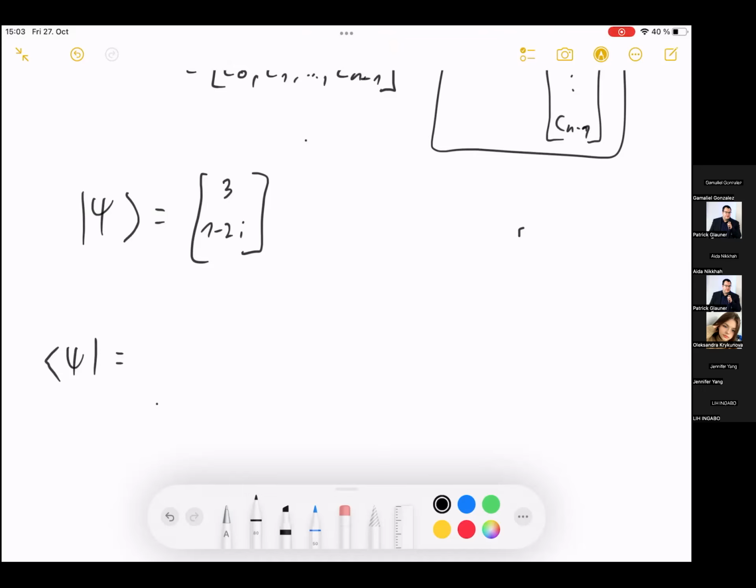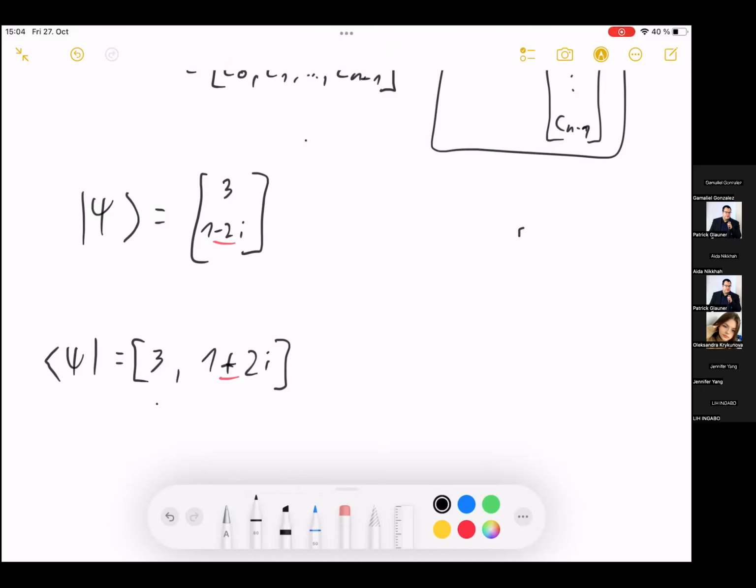We got the first right answer. So very importantly, it's a row vector. The first element is a 3, and the next element is a 1 plus 2i. So we've changed the sign from minus 2i to plus 2i. Very simple.